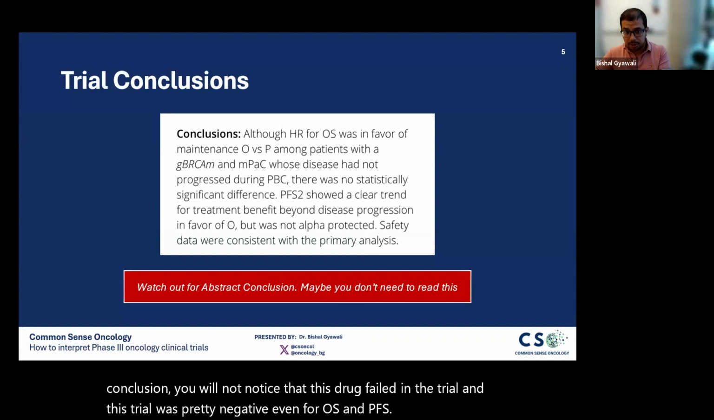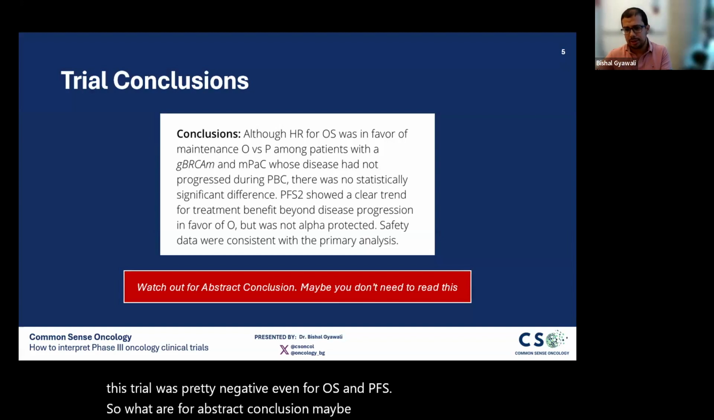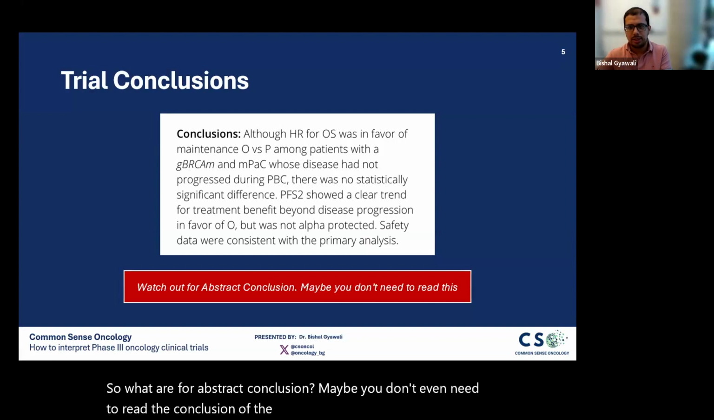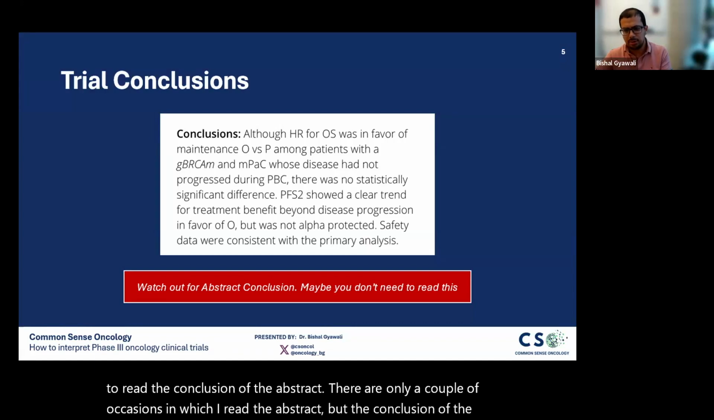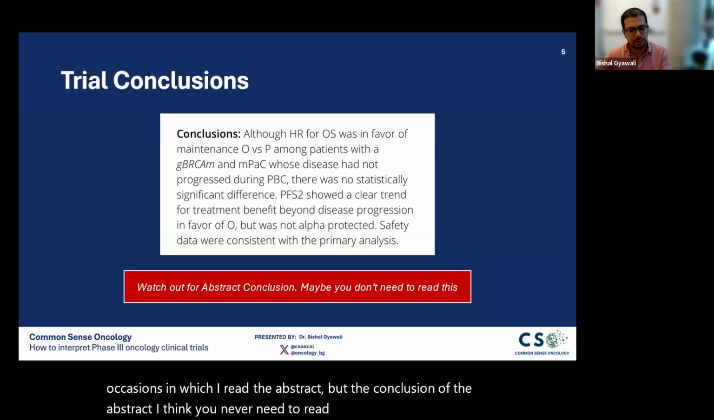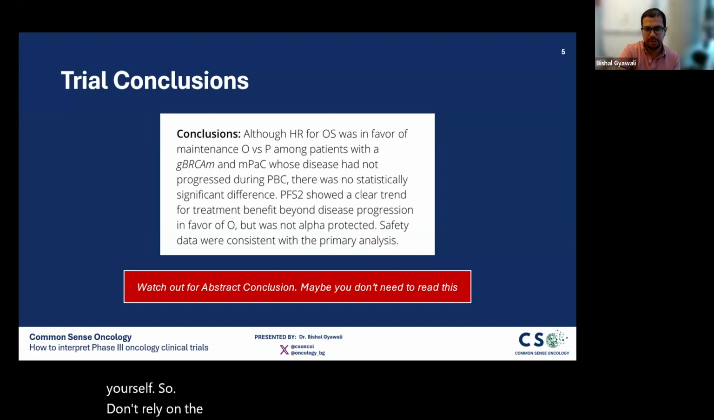So watch out for abstract conclusion. Maybe you don't even need to read the conclusion of the abstract. There are only a couple of occasions in which I read the abstract, but the conclusion of the abstract, I think you never need to read that. You can interpret it yourself. So don't rely on the abstract conclusion.